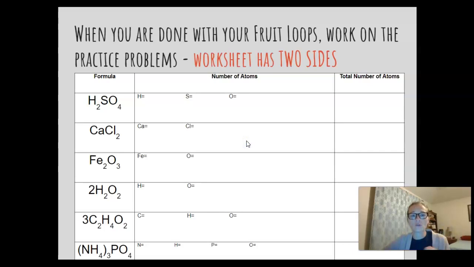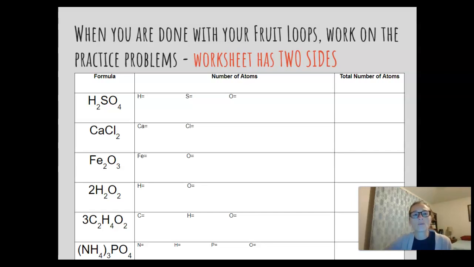When you're done with your Fruit Loops molecules, you are going to work on the practice problems on this worksheet, okay? You may work with one partner. You are not getting in a group of 20. One partner, okay? The partner at your table. So you are just going to use all of your knowledge about how to count atoms to complete this worksheet.